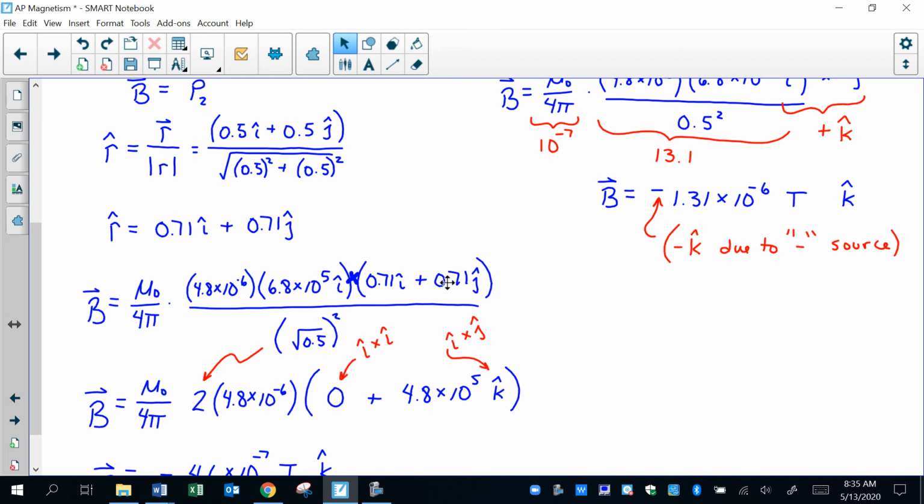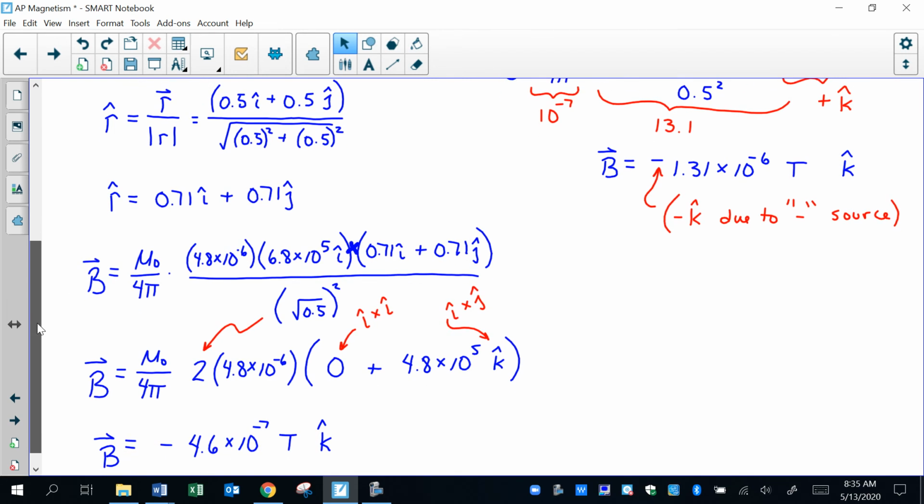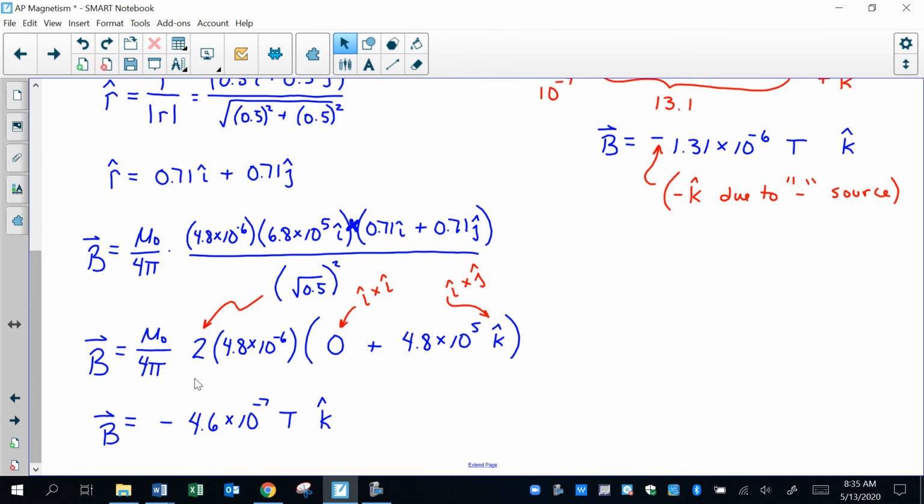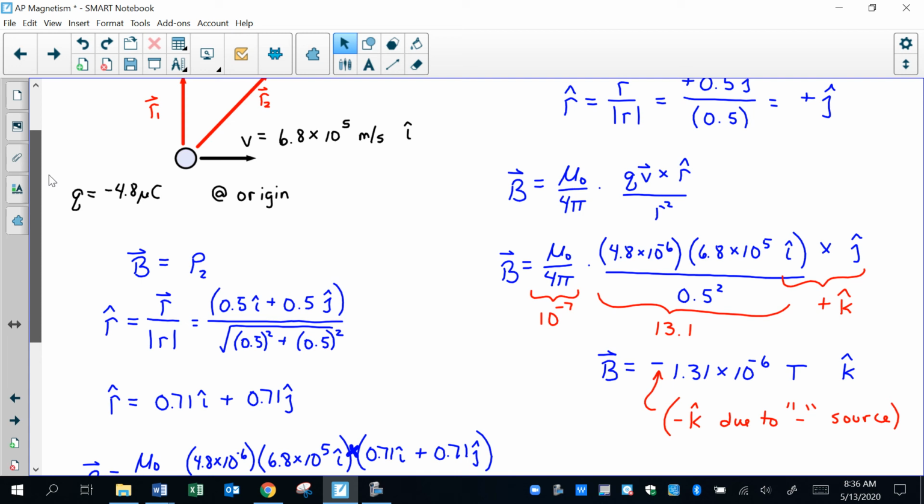We're a little bit farther away, and I have this as my perpendicular component. So I come down here and I just run the numbers through. I end up with a negative because it's a negative charge. I got my Tesla, I've got my k hat. And notice the direction is the same here, negative k hat and negative k hat. And we can double check this.